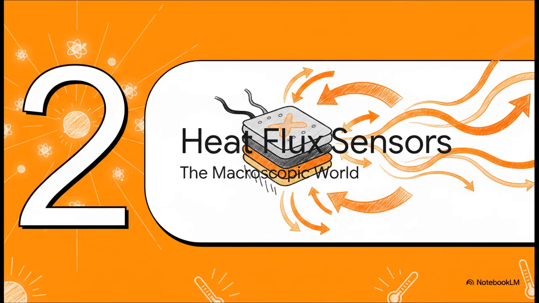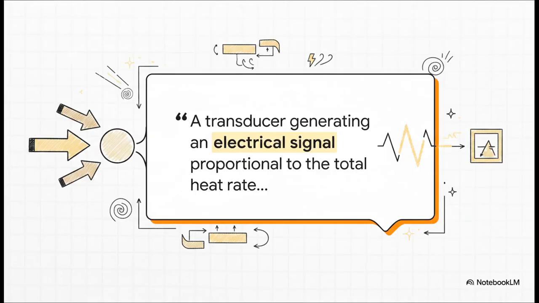Moving right along to section 2, heat flux sensors explained. We're stepping up into the macroscopic world now. Leaving those static atomic temperatures behind, let's step into the dynamic macro world. Now, a heat flux sensor is fundamentally different from the standard thermometer you might have sitting outside your window. A regular thermometer measures the state of temperature, but a heat flux sensor, that is a transducer that generates an electrical signal perfectly proportional to the total heat rate applied to its surface.